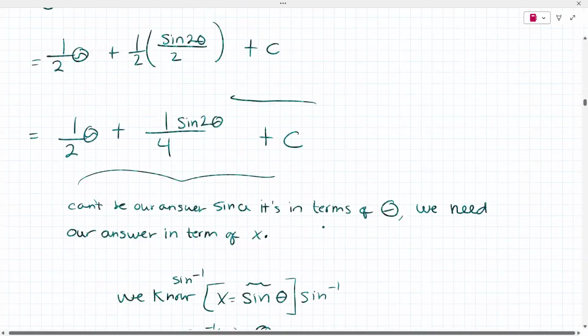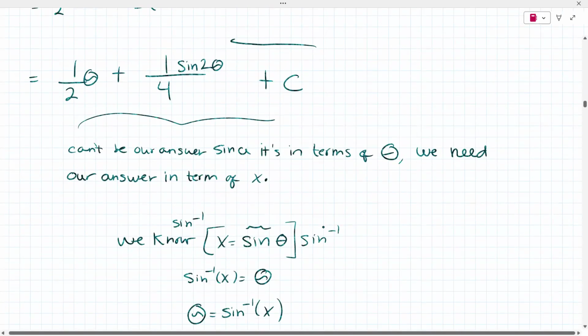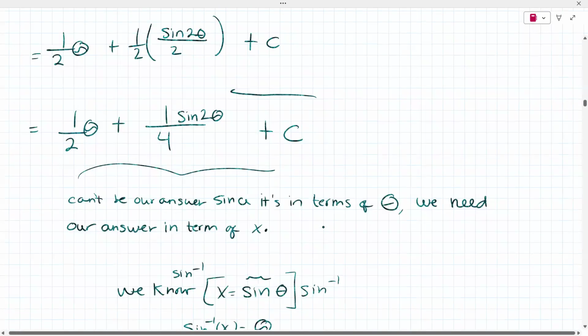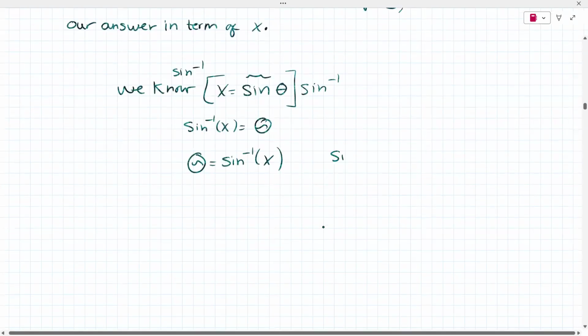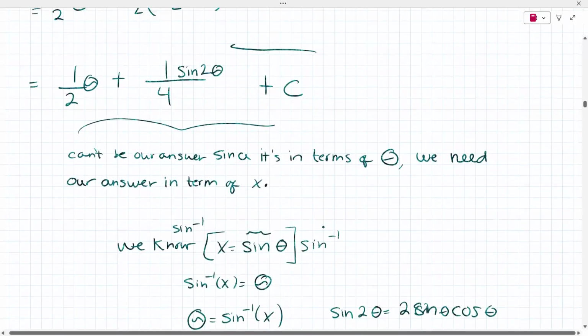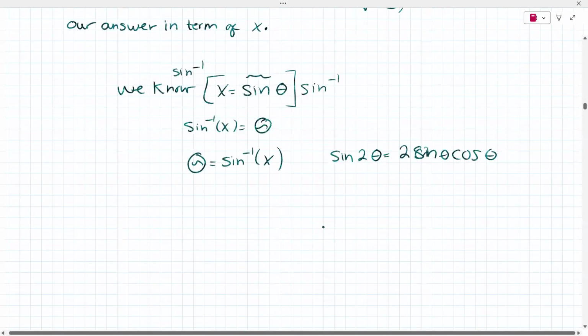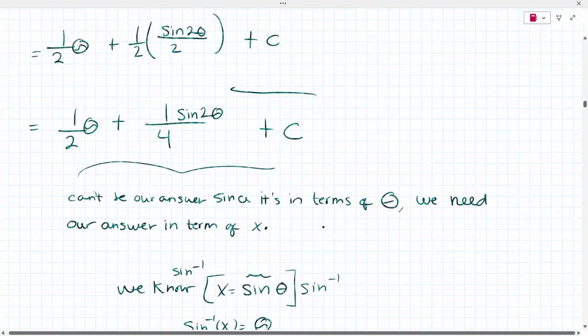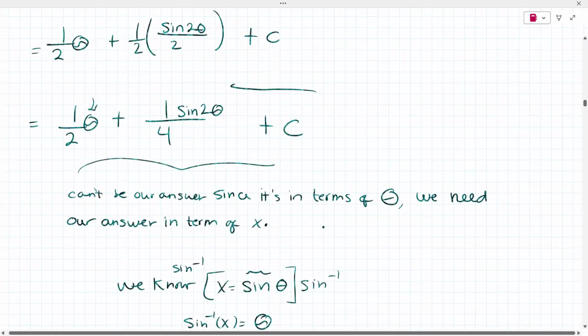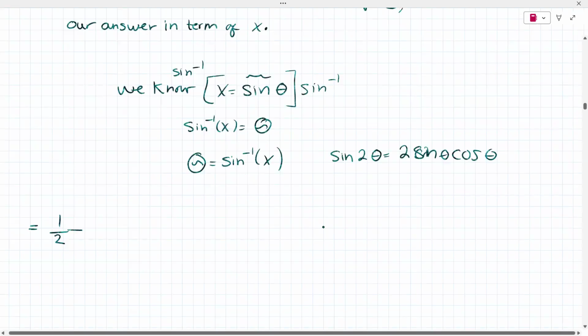So if we go back here, we can replace theta with sin inverse. And wait, we have a sine 2 theta. We also know from our identities that sine of 2 theta can also be expressed as 2 sine theta times cosine theta. Yeah, that was a lot to remember, right? So that's a lot of identities to know. Our final answer is going to be 1/2, and then we have a theta here. We said that theta could be also expressed as sin inverse of x.